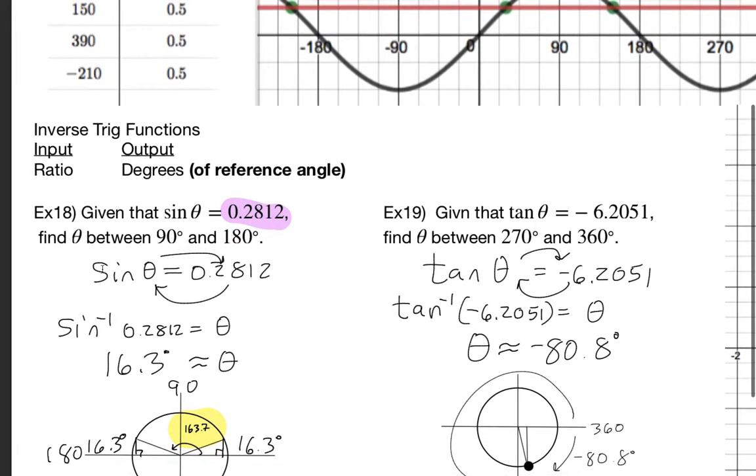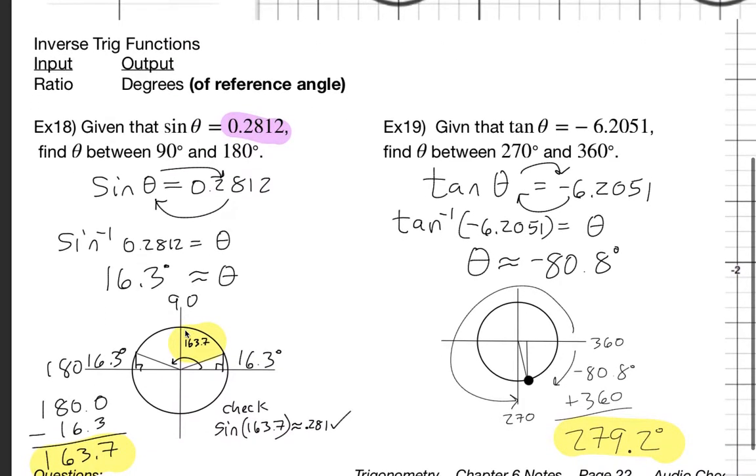So let's solve this equation. Sine of theta is equal to 0.2812. If you want to do that, you have to interchange the input and the output, so then you can take the inverse sine of that, and that's something you type into a calculator, and you get about 16.3 degrees. Great. However, that's not the value that they want. The textbook is going to be a little tricky about this, and they say we want not the one that the calculator gives you, but the one that's between 90 degrees and 180 degrees.